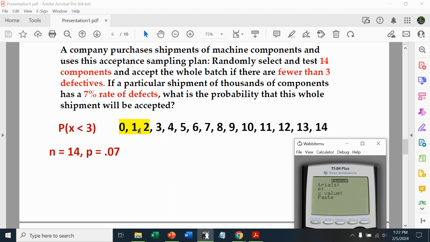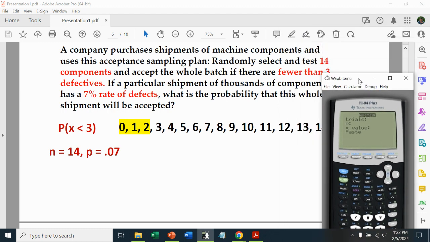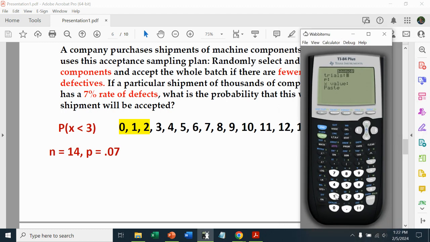X less than 3 stands for 0, 1, or 2. So how many trials do I have? I've got 14 trials. Probability of a success, I'm told, is 0.07. Now, when it comes to the X value, I want it to stop adding after it adds the probability of 2. If the calculator behind the scenes is going to take the probability of 0, add it to the probability of 1 defective and the probability of 2, I'm going to stop after I add the probability of 2. Hit paste, hit enter again, 0.930.